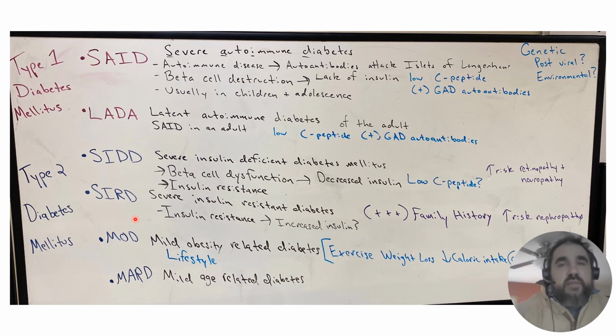So in both types, there's insulin resistance, right? But in SID, the beta cells are releasing less insulin. So what's the whole beta cell function in type 2 diabetes? Well, initially there could be high levels of insulin, but over time they could burn out or make less insulin.